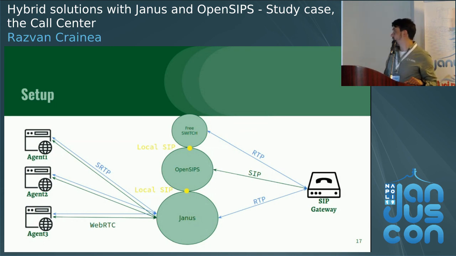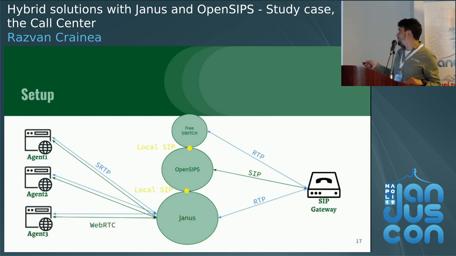As I said, we will have the agents within a browser. They will talk to the Janus server using WebRTC and the Janus protocol. They will talk SRTP to Janus. So this is a public interface of Janus. We will have OpenSIPS that will use a separate, local interface. It's actually localhost here. OpenSIPS talks to Janus over localhost in my setup.